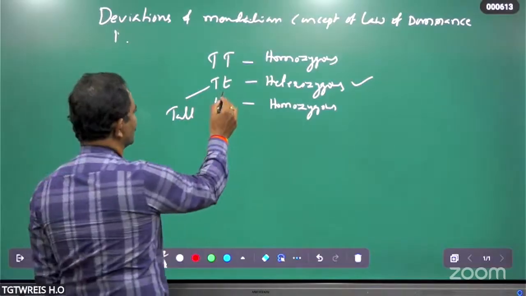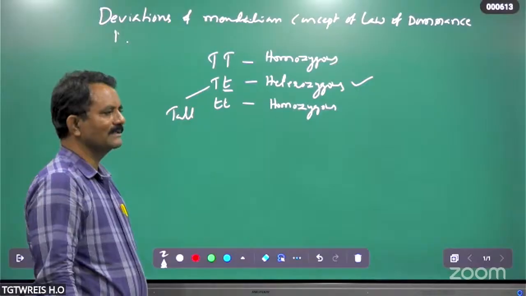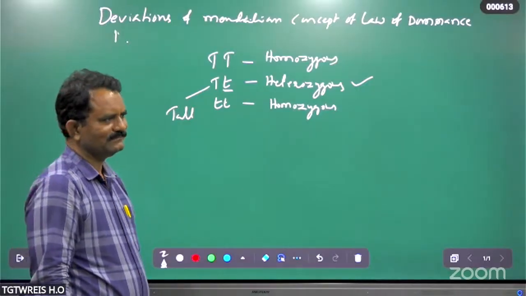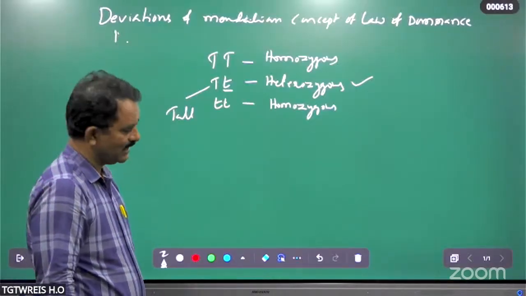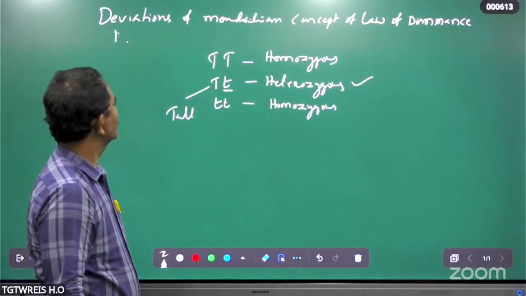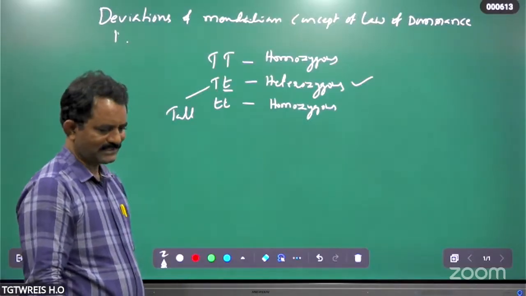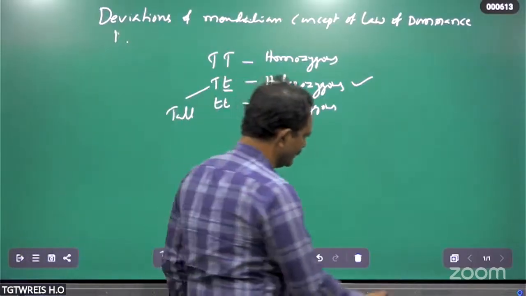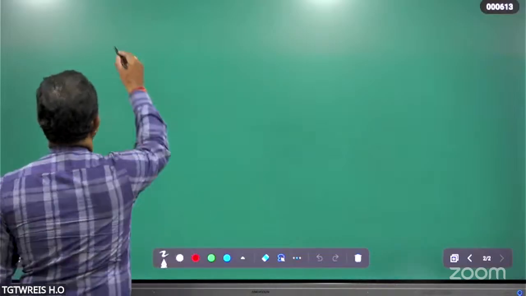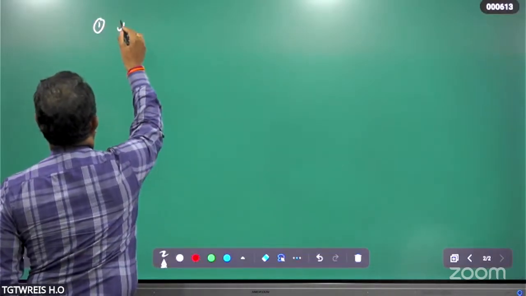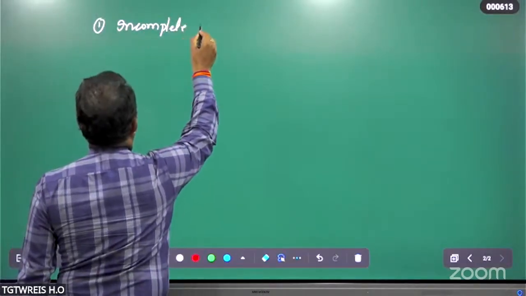But what about the small t? That represents the dwarf character, which did not appear in the F1 generation. That is because of the law of dominance. But there are deviations of the Mendelian concept of the law of dominance. So let's see. The first one is incomplete dominance.